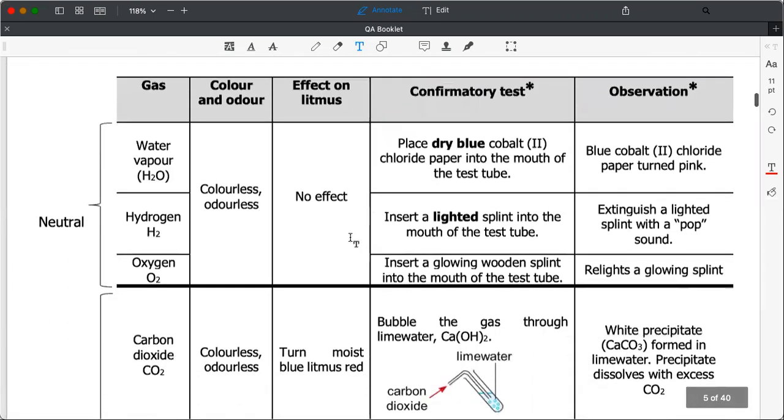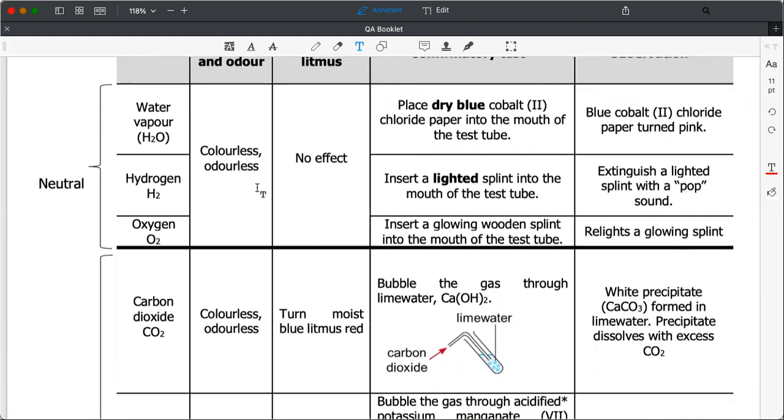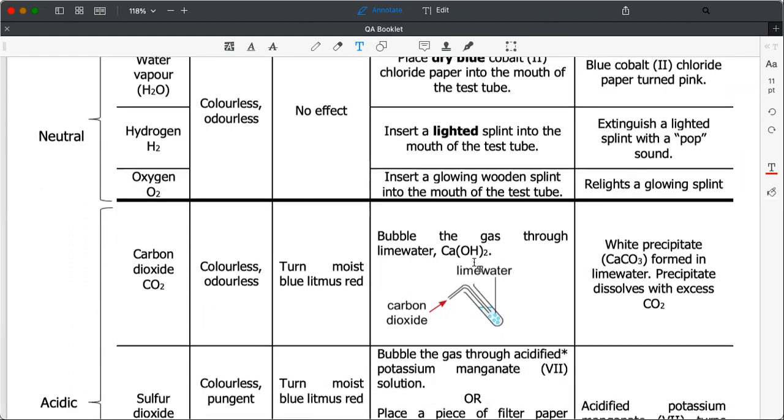Now, these are the confirmative tests, the effect of litmus, color, and odor that you should remember for all the gases that could appear. And you also must know the formula for lime water, calcium hydroxide, and the product formed when carbon dioxide is bubbled into lime water.